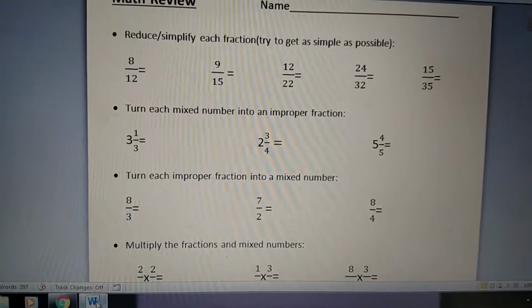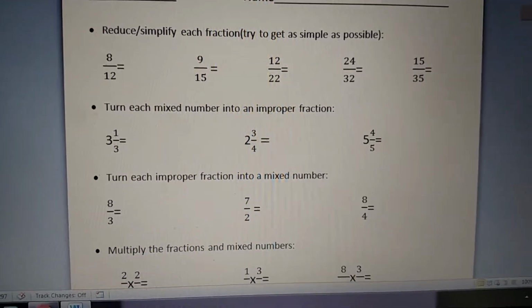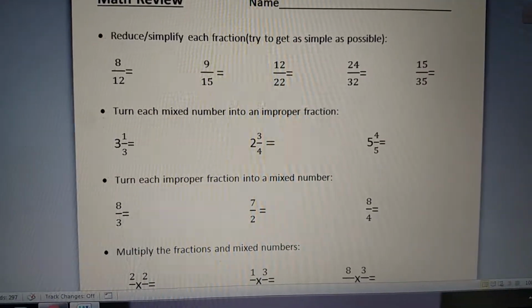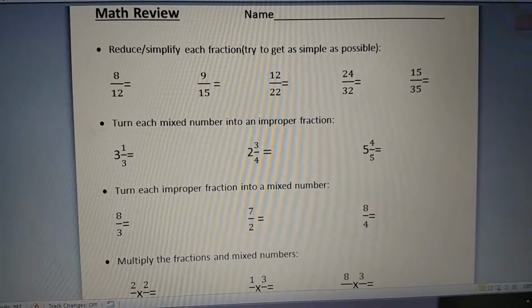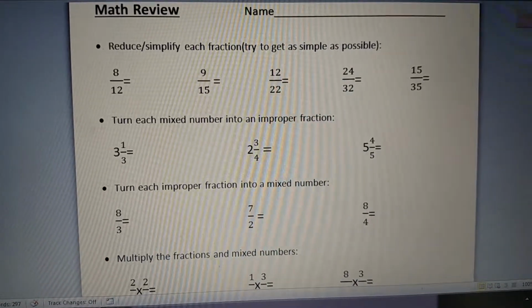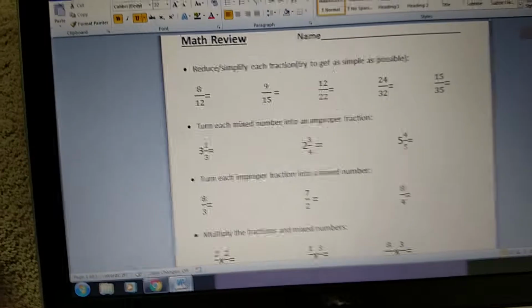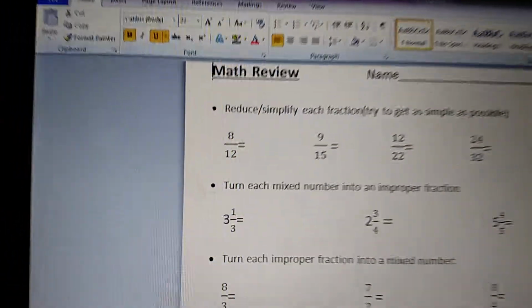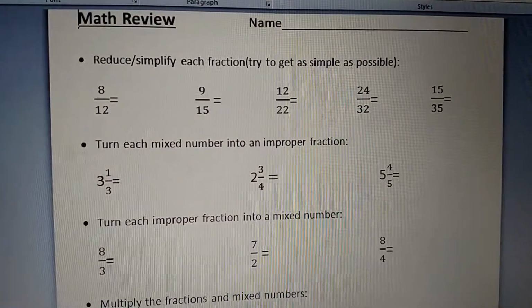I'm going to go over at least one problem from every section to give them the idea of how to do the rest of the problems. And if they can't remember how to do the rest of the problems, then they can get help from you, me, a classmate, or this video again. So, I will do the first problem, which is 8/12. It's a free answer as long as you're watching this video.